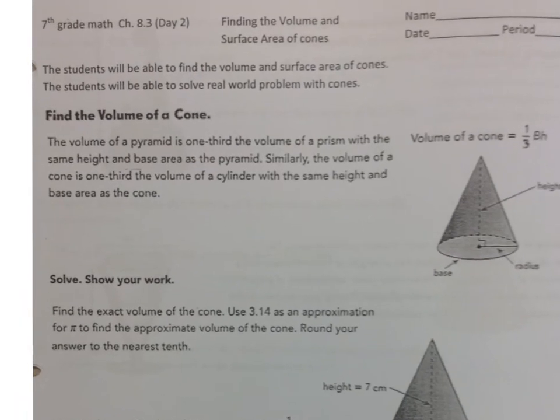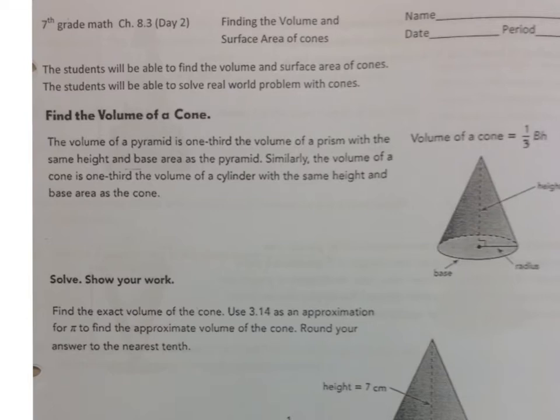Okay, so today we're doing volume and surface area of cones. You'll be able to find the volume and surface area of cones and use real-world problems involving cones. So the volume of a pyramid is 1/3 the volume of a prism with the same height and base area as the pyramid. Similarly, the volume of a cone is 1/3 the volume of a cylinder.